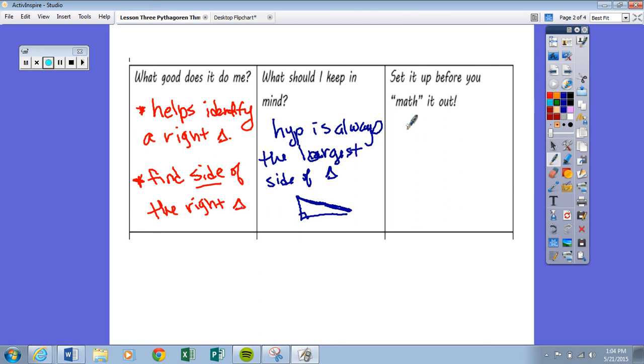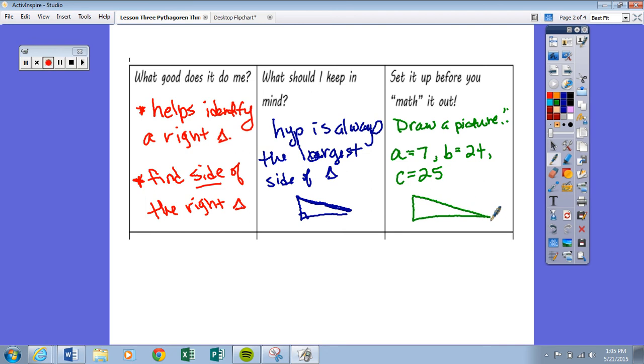Basically what I'm saying here, guys, is please draw a picture. Drawing a picture is gold, and you will never mess up if you draw a picture. The reason is that if somebody tells you A is 7, B is 24, and C is 25, you want to be able to look at these three sides of a triangle and put them in the right place.